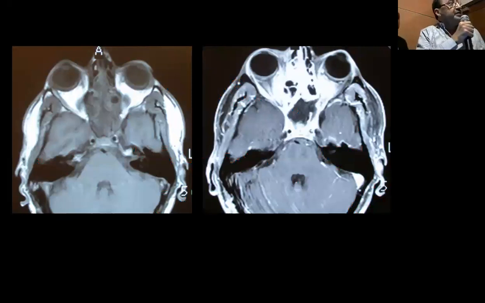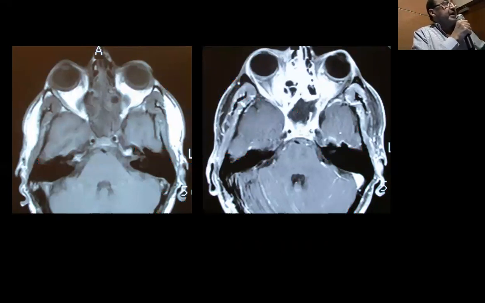Good evening. I will concentrate on the MRI findings and not speak out of the track. This is T1 weighted for the same patient. This is T1 weighted without contrast and T1 weighted with contrast.